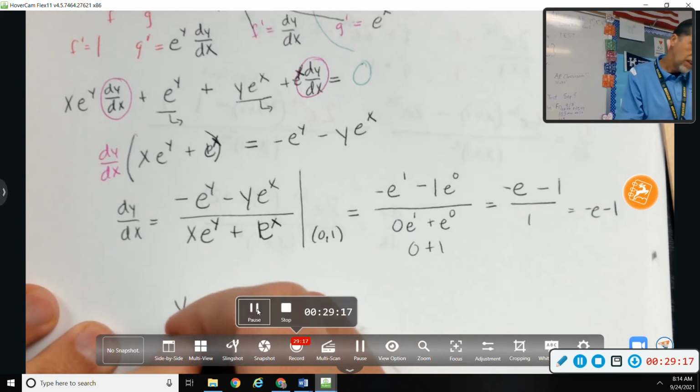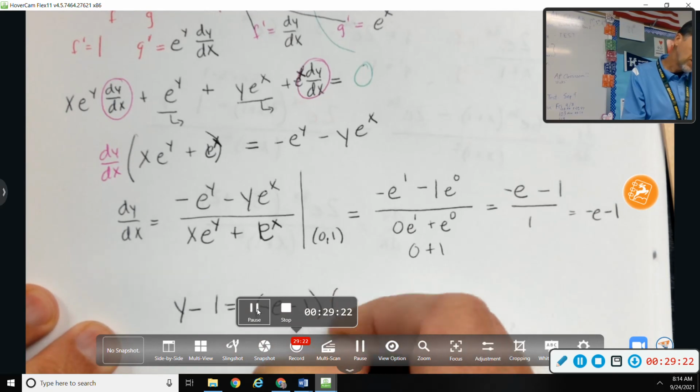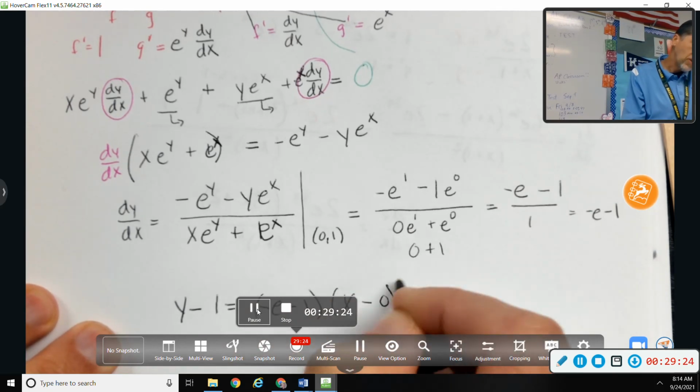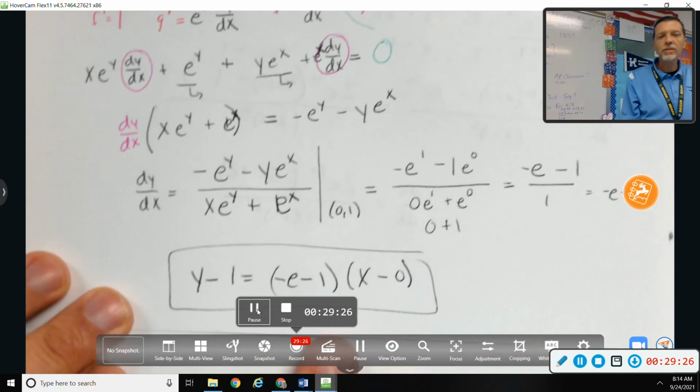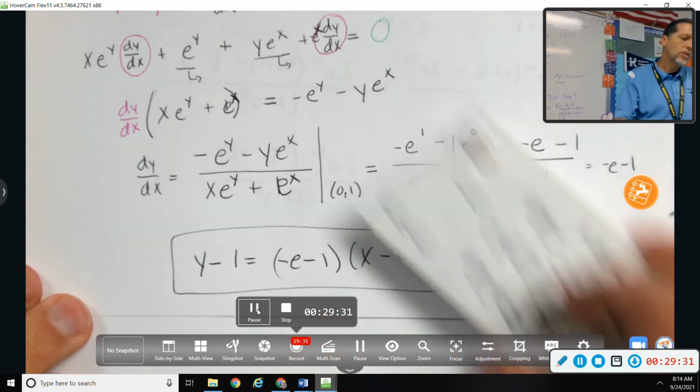So y minus 1 equals negative e minus 1 times x minus 0. That's why we did that together. And one less working problem to do.